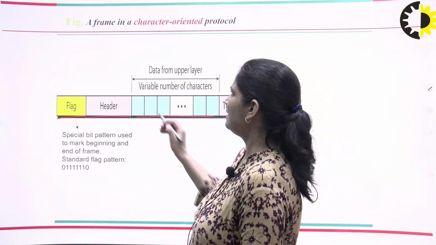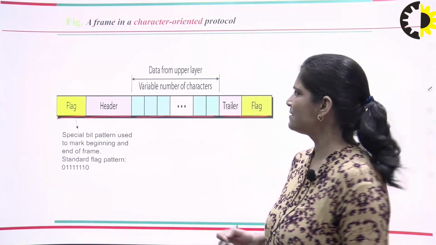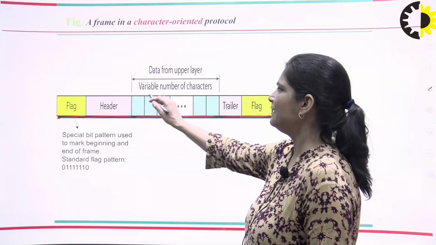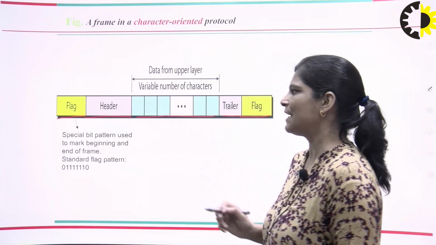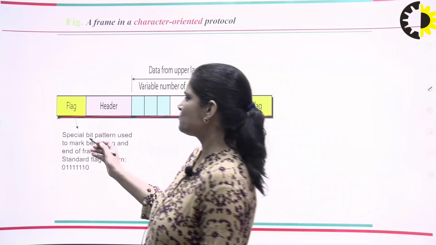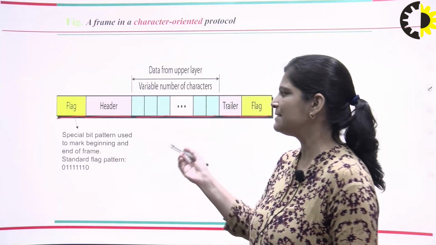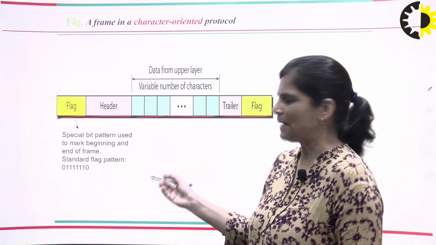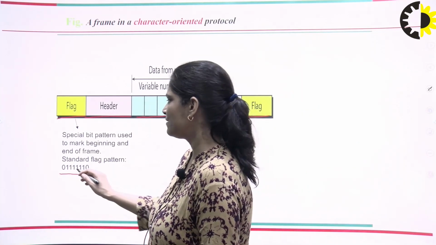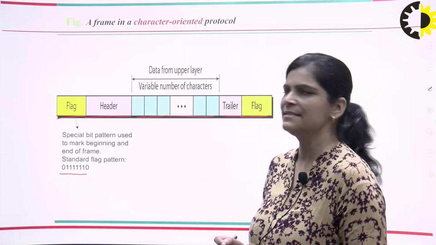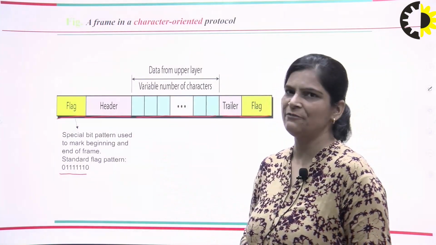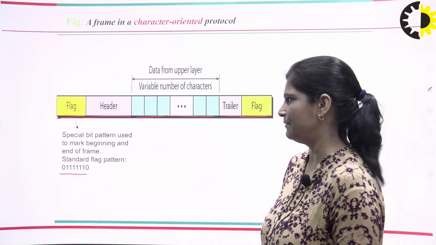Data is coming from the upper layers to the data link layer, and there are a variable number of characters. The flag is a special bit pattern used to mark the beginning or end of the frame, and its standard pattern is 0, then six 1s, and then 0. So this is the standard flag pattern.